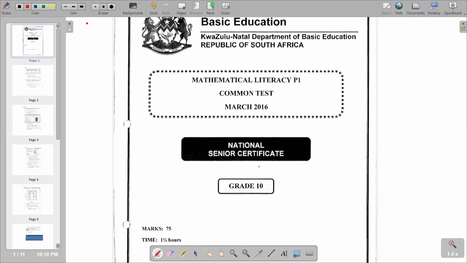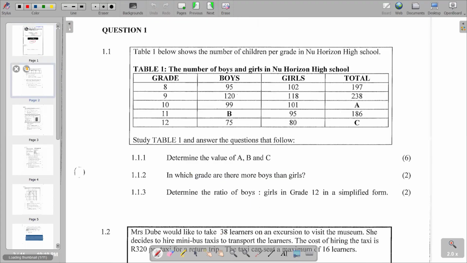Well then, welcome back to grade 10 of March 2016. We are going to look at our question paper. So we are going to look at all questions on this question paper, that is question 1 to question 4. The table shows the number of boys and girls, and we are given figures for B in the question.